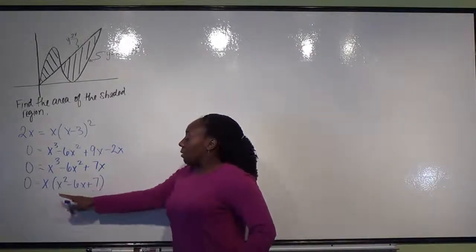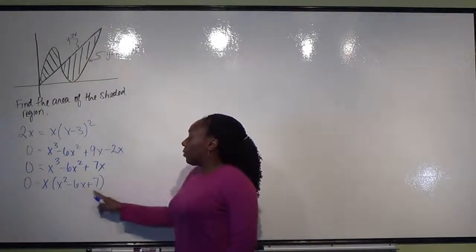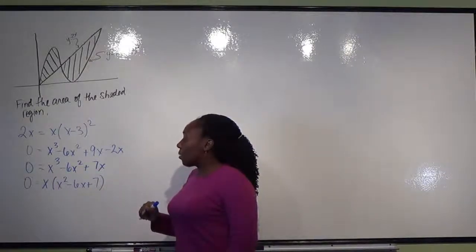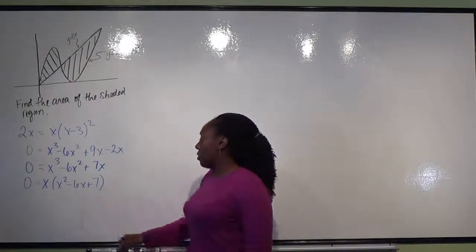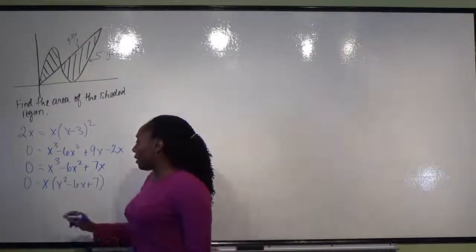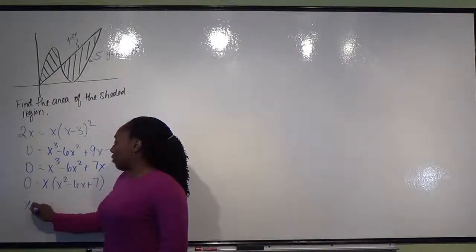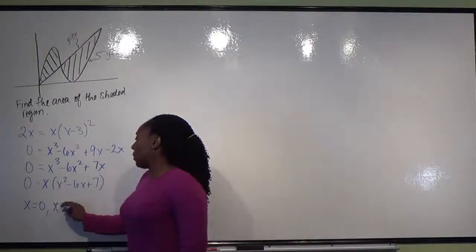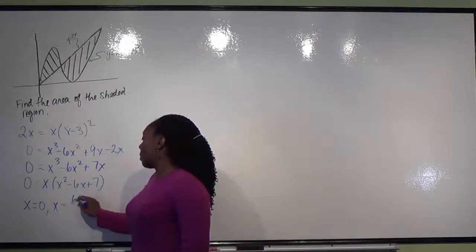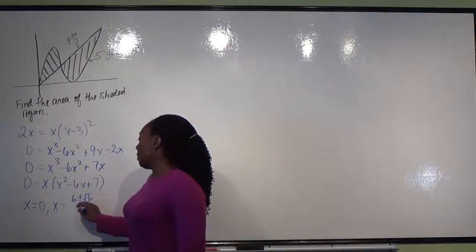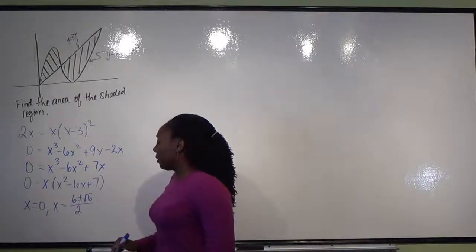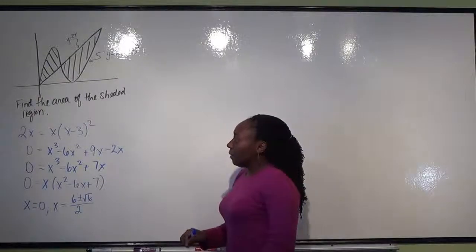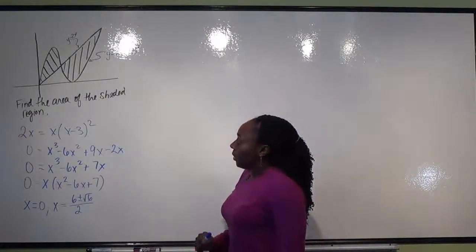So I'll pull out an x, and we'll get x squared minus 6x plus 7. We can see that this quadratic is not going to factor nicely, so we need to use the quadratic formula. Our solutions will be x equals 0, and x equals (6 plus or minus root 6) all over 2. So there's our three intersection points.